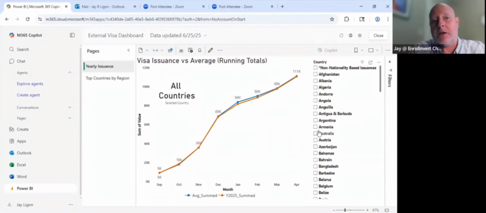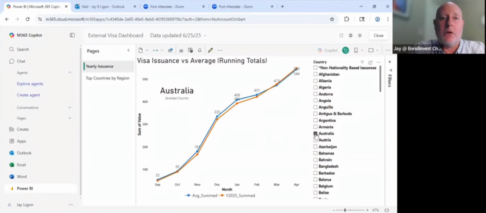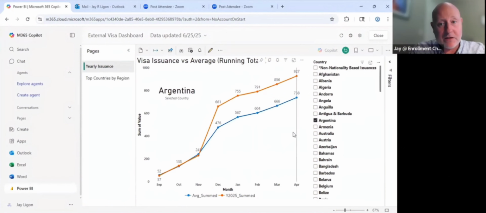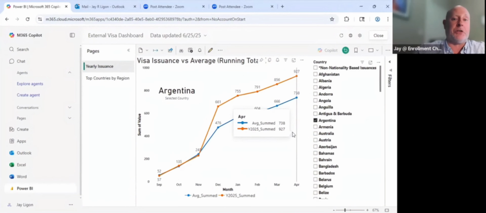And so you can kind of go in here. Let's say we'll look at Australia. So Australia, it's kind of been going back and forth, a fairly average year. It's just now reaching up. Let's look at Argentina. Argentina is having a much better year than the average country. You can see here that 927 visas were issued this year. That's the orange line, and only 738 are issued in the average year by this point. So that's quite a nice increase.